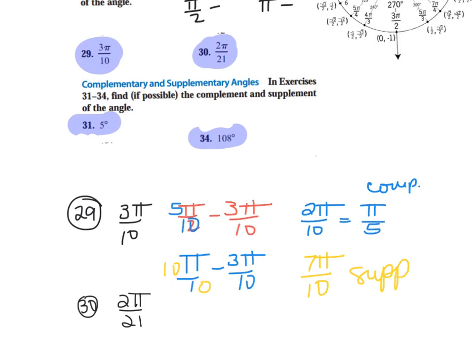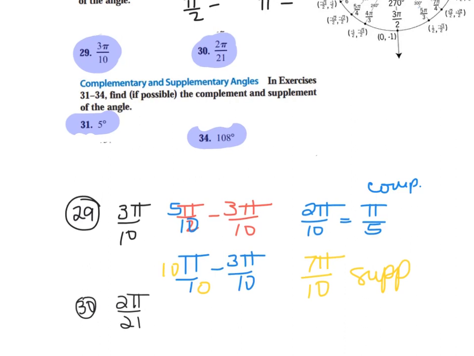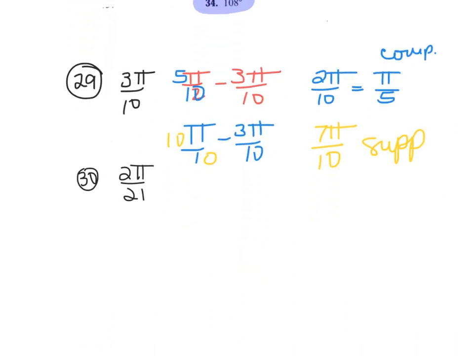When would my answer be none? If you get a negative, good. So here I'm going to do the same thing. I'm going to say pi over 2 minus 2 pi over 21. And I'm going to say pi over 1 minus 2 pi over 21.